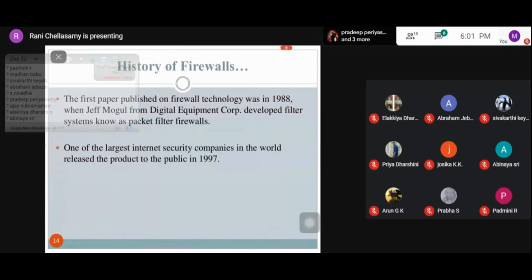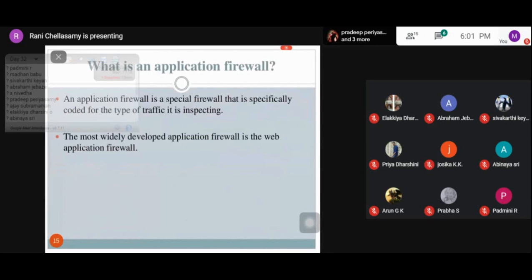And what is an application firewall? This is a specialized firewall that is coded, that is, a program has been written for the type of traffic that is to be inspected by the firewall. So that is application: for every application, that is an application firewall, it has been coded for inspecting the traffic. The best example of a widely developed application firewall is the web application firewall.